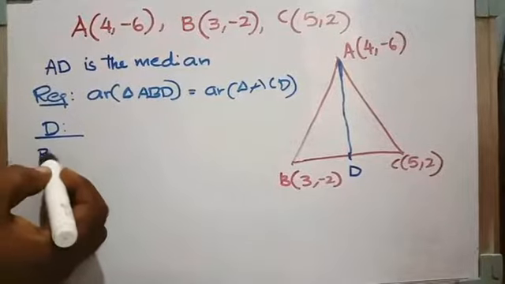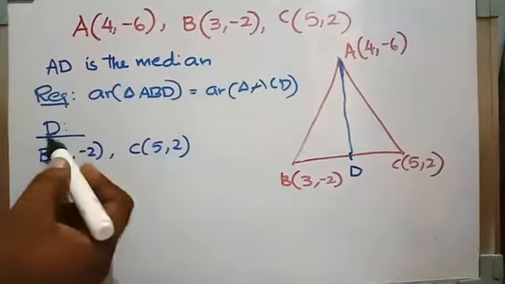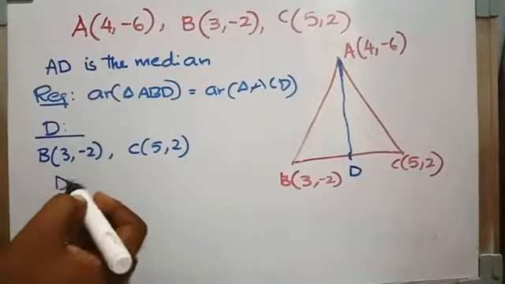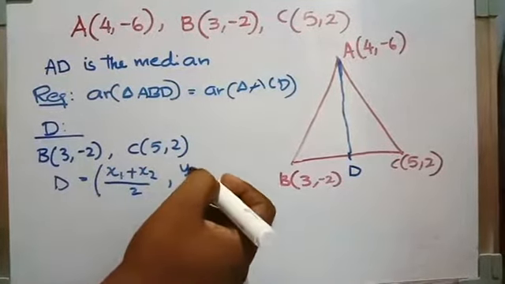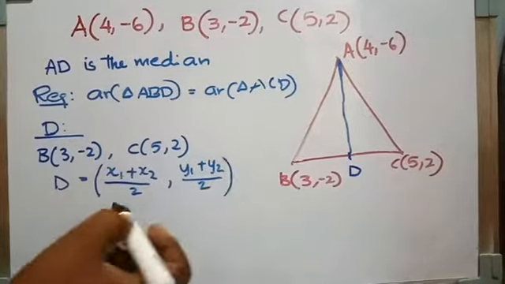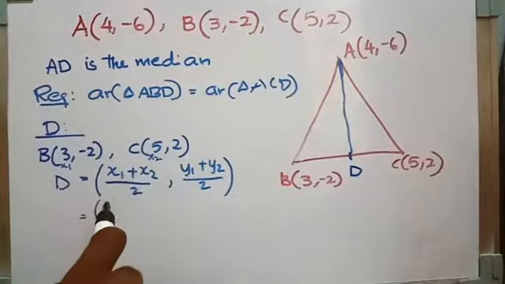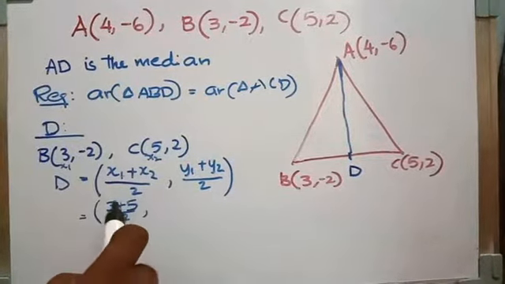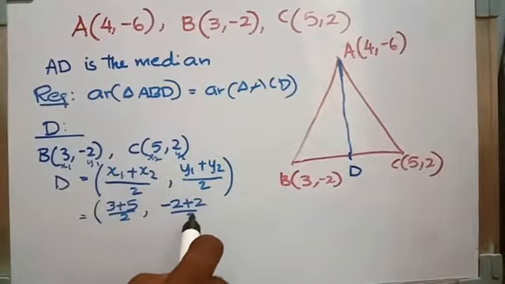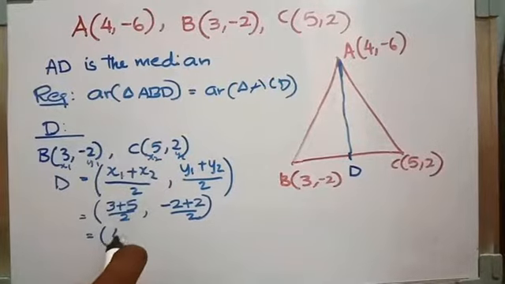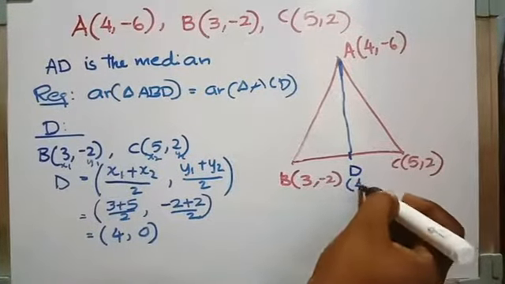For that, let's take B as (3, -2) and C as (5, 2). And we know that D is the midpoint of BC. So use the midpoint formula for D as (x1 plus x2) by 2 and (y1 plus y2) by 2. So we get (3 plus 5) by 2 and (-2 plus 2) by 2. We get 8 by 2, which is 4, and -2 plus 2 is 0. So the point D is (4, 0).